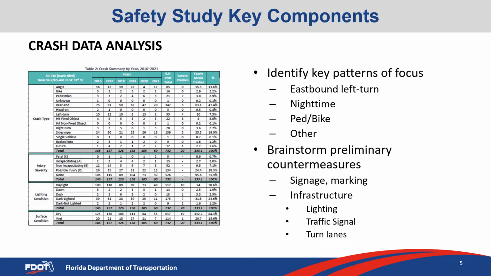When doing the crash data analysis, in that table we mentioned previously, you want to identify the key patterns of focus. For instance, is it eastbound left turning crashes at a signal that are causing the problem? Is there a predominant or overrepresentation of nighttime crashes? Pedestrian and bike crashes, are they at the intersection? Are they mid-block? Are they bicyclists riding along the road, etc.?